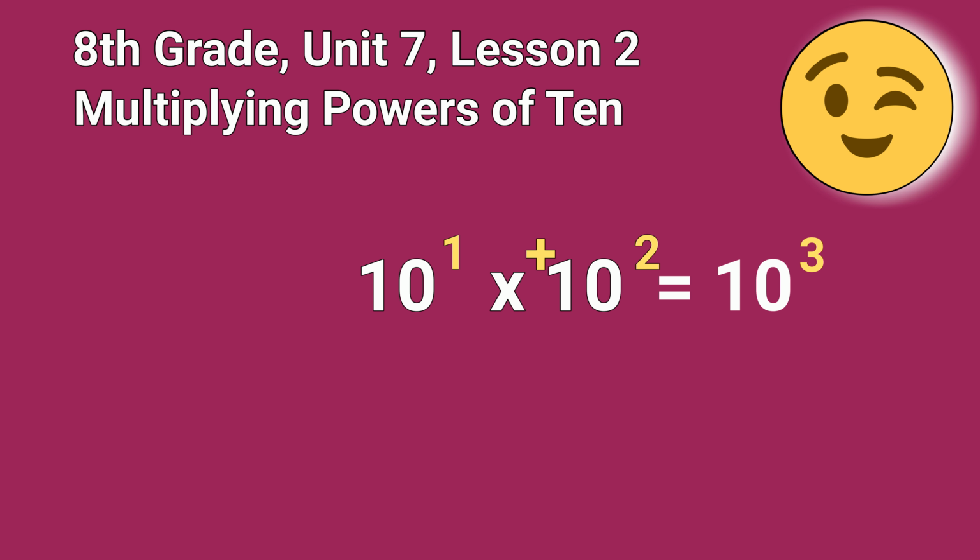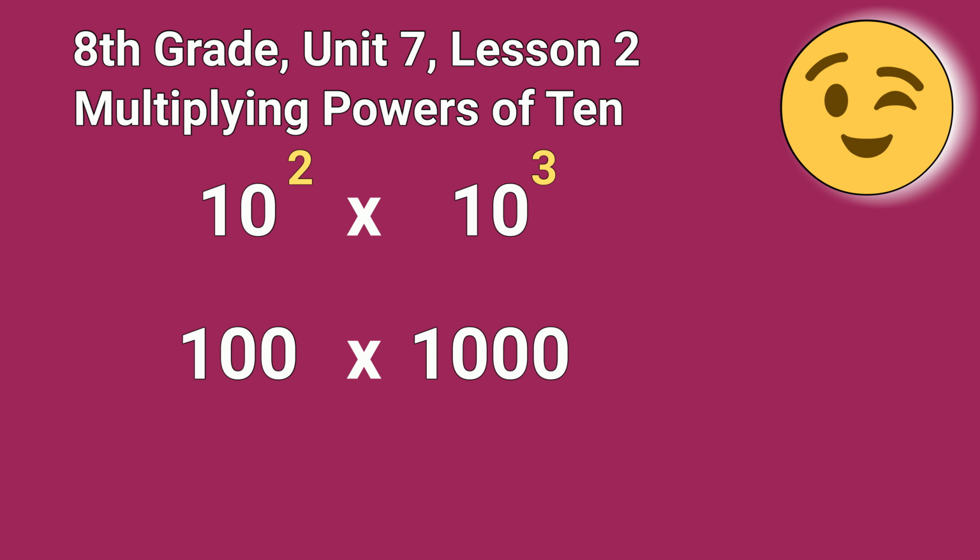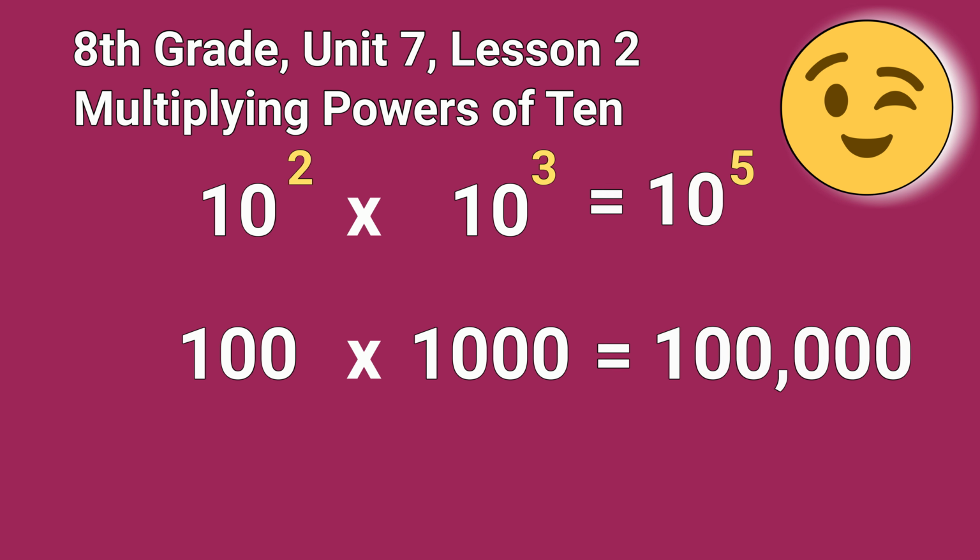Here's why. Each power of 10 means a 1 followed by a certain number of zeros. So 10 squared equals 100. 10 cubed equals 1,000. Multiply them. 100 times 1,000 equals 100,000. That's 5 zeros, and 10 to the 5th power.